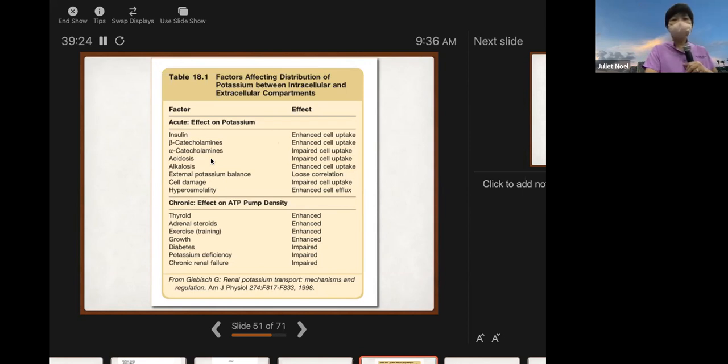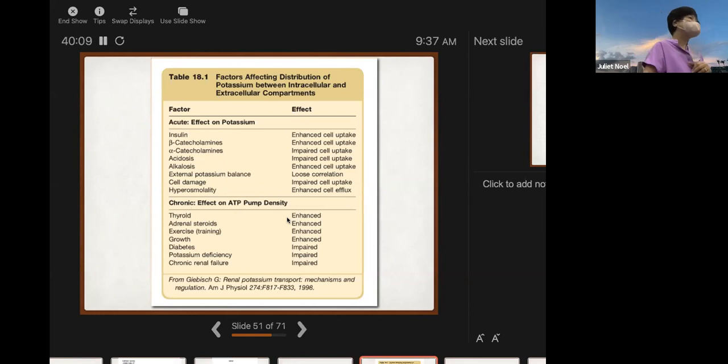Acidosis will impair cellular uptake, so the potassium will stay in the plasma. So if you end up in acidosis, you will end up having hyperkalemia. Alkalosis will enhance uptake, so it will cause hypokalemia. External potassium balance depends on how much is taken in. Cell damage comes with impaired cell uptake. Hyperosmolarity will also enhance cell efflux. Chronic effect on ATP pump density: the thyroid will enhance it.